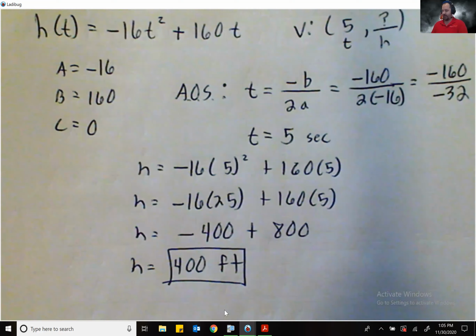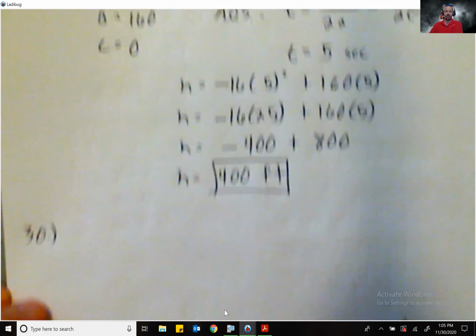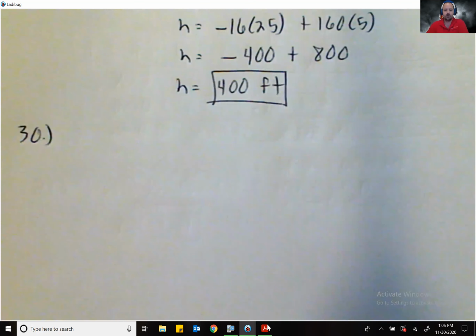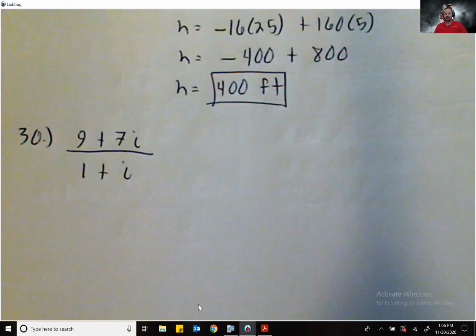We did it. We made it to the last problem, number 30. It is a complex number problem. So we've got 9 plus 7i all over 1 plus i. And in the end, they want it in standard form, which means we want it a plus bi. We want the real part and then the imaginary. All right, easy peasy. How do we take care of this?